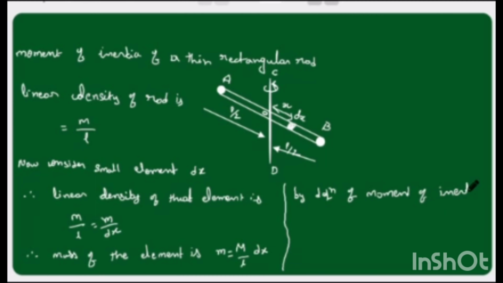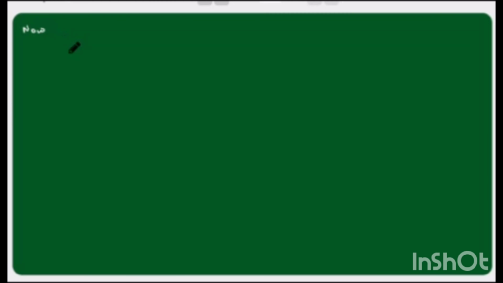By definition of moment of inertia, I equals m into r square. So m is the mass of the element, which is substituted as M by L into dx, and x square as it is. So now I is equal to the integration from minus L by 2 to L by 2 of M by L into x square dx.